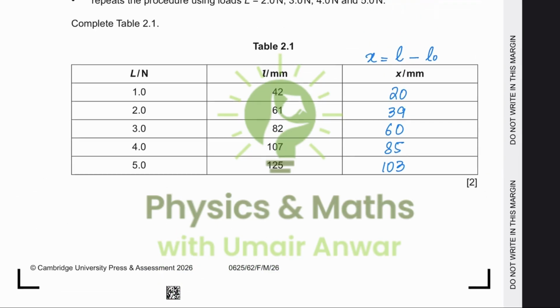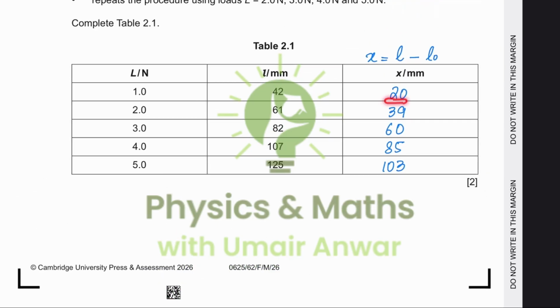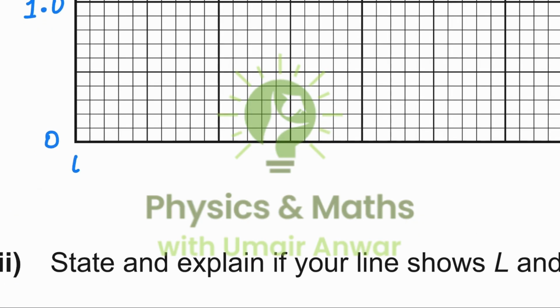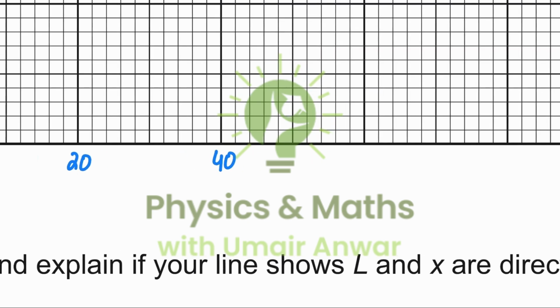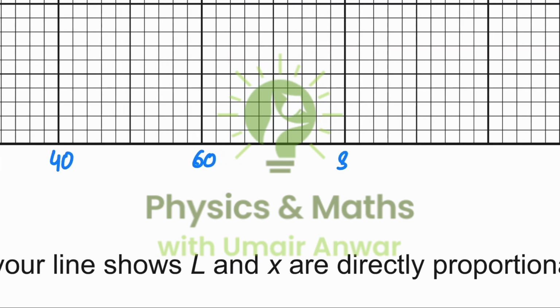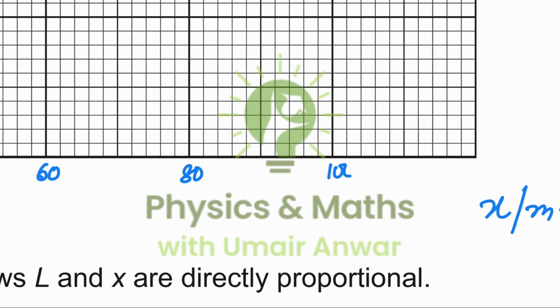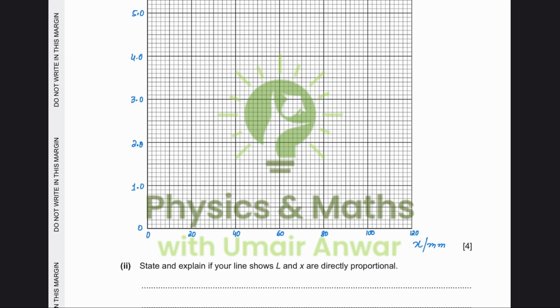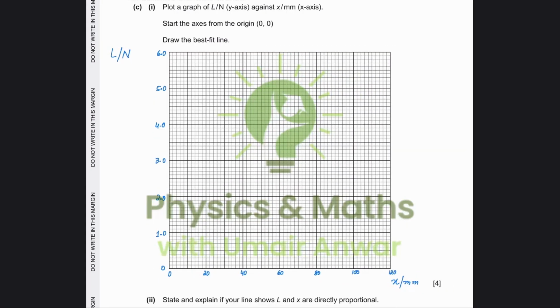Now for the x-axis, the minimum value is 20 and the maximum is 103. We have 1, 2, 3, 4, 5, 6 boxes again. So again here, the x-axis numbering should start with 0. It should be 20, 40, 60, 80, 100, and 120. So once you scale the axis, you are going to get the second mark.